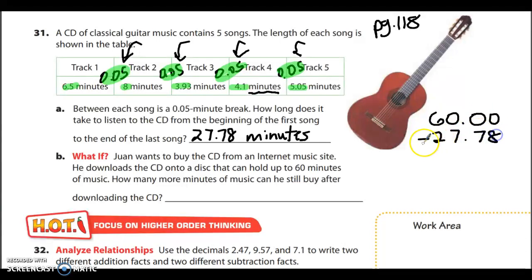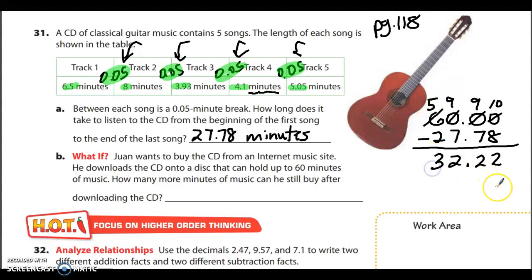And this will be a great review on how to subtract with a group of zeros. You go all the way to the whole number, and that reduces by 1. All the zeros in the middle become 9s, and the 0 farthest to the right becomes a 10. 10 minus 8 is 2. 9 minus 7 is 2. 9 minus 7 is 2. And 5 minus 2 is 3. And that should make a little bit of sense, because if we rounded this up to 28 and we did 60 minus 28, we'd get 32. So that makes sense that it should be 32 and 22 hundredths minutes.